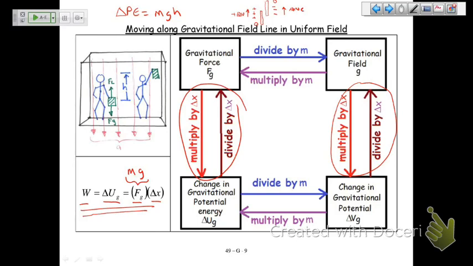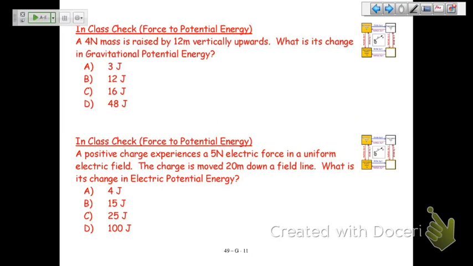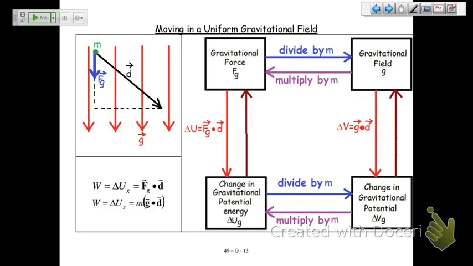There's 3 possibilities. One is that we move along a field line. So we're uniform, and we're moving along a field line. And for that, all you do is multiply the force by the displacement along the field line. No big deal. If you want to go from electrostatic field to electrostatic potential, change electrostatic potential, do the same thing. Yeah? Okay?